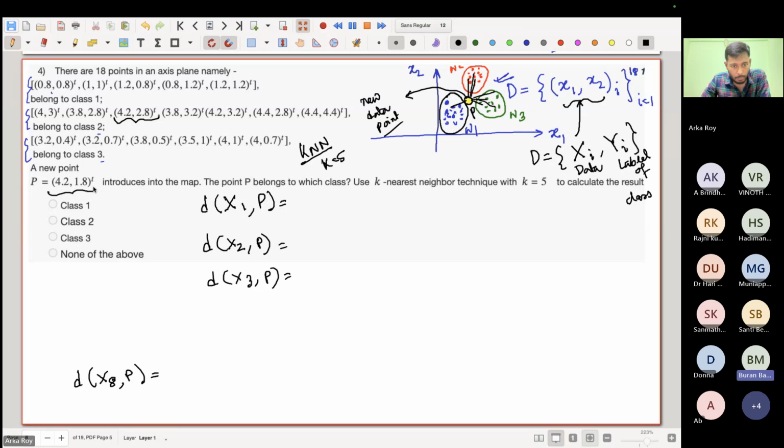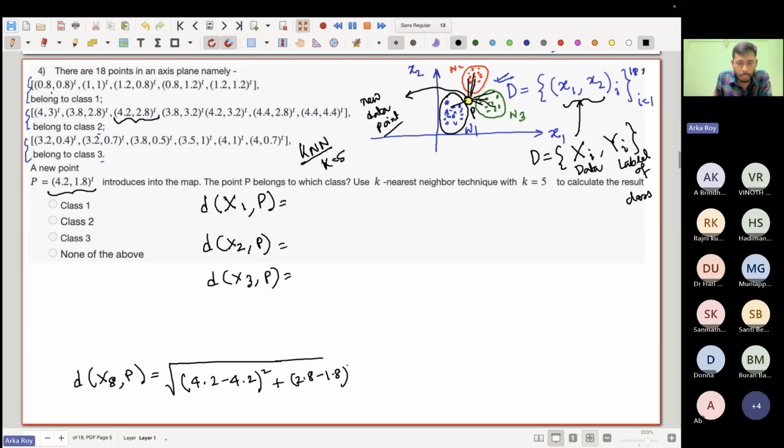Euclidean distance generally we use, no, sir? Yeah, it would be Euclidean distance. So just for an instance, I am writing this. It would be 4.2 minus 4.2 whole square, and then you can write 2.8 minus 1.8 whole square. Therefore, this is 0 and this is 1. So the distance would be 1. Likewise, you have to calculate all the distances in this particular manner. We have to use this. D is basically the Euclidean distance.